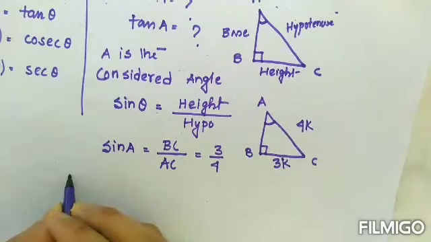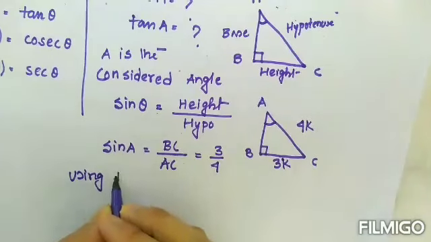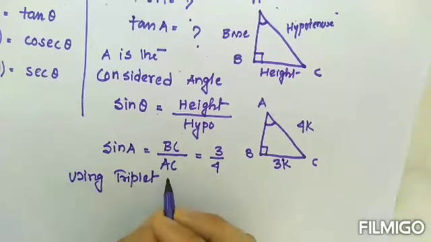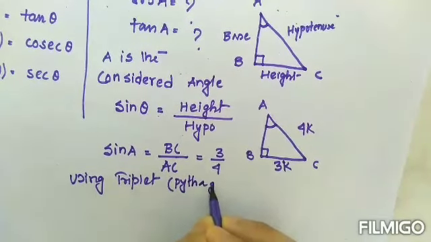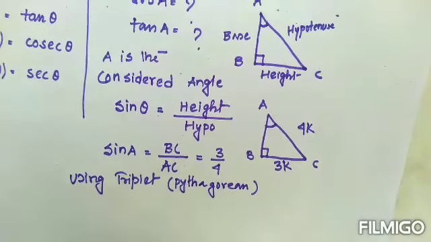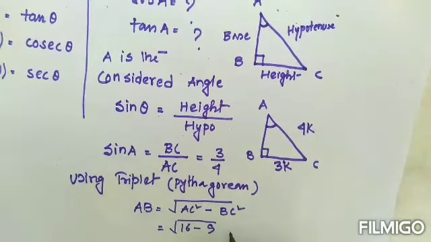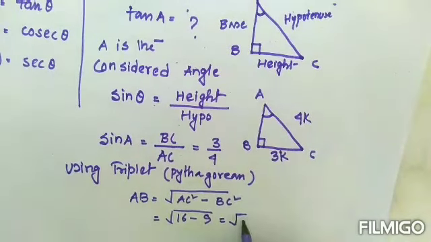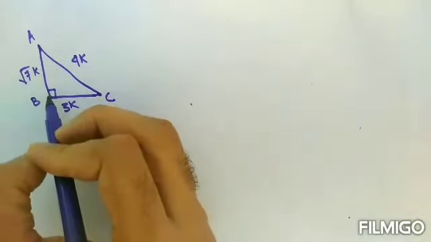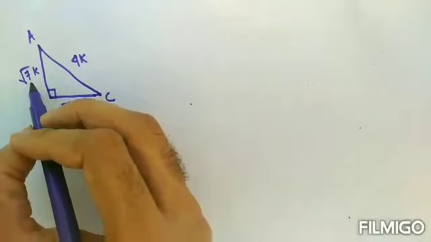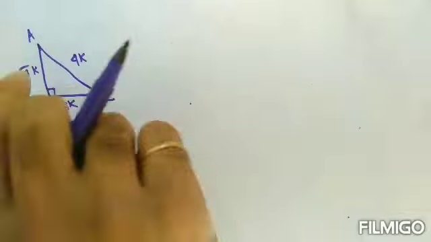So now what will we do? Pythagoras theorem. Using the Pythagorean triplet, AB will be equal to root over (AC square minus BC square), that is equal to root of (16 minus 9), that is equal to root 7. Got it? Root 7. So AB is equal to root 7k or root 7, whatever. We have just multiplied by some unknown multiple which is common for all.